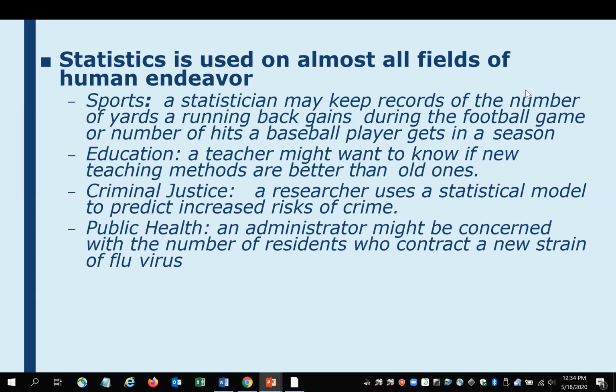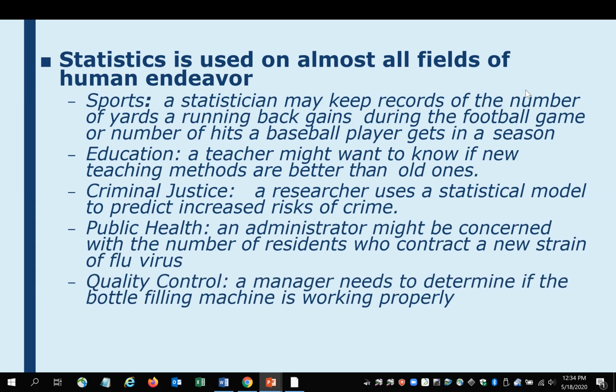Public health. An administrator might be concerned with the number of residents who contract a new strain of the flu virus, and then think about how quickly it spreads. Quality control. A manager wants to determine if the bottle filling machine is working properly. If you advertise the bottle has 12 ounces, you better be sure there's at least 12 ounces in there, or you could be charged with false advertising.